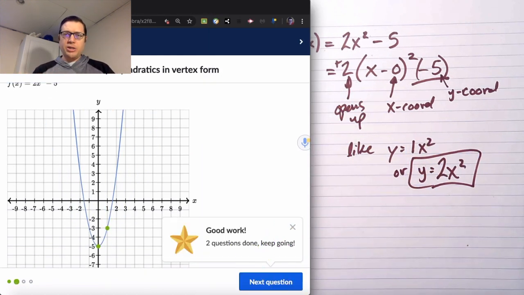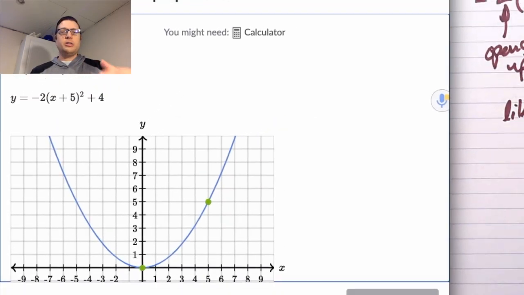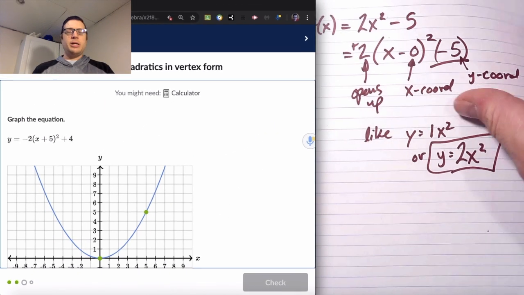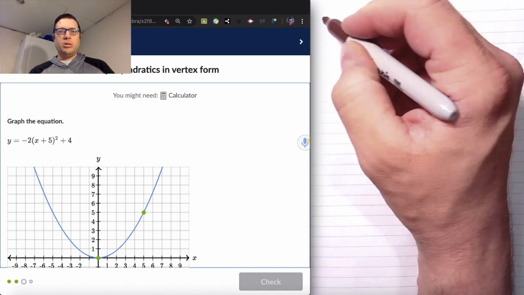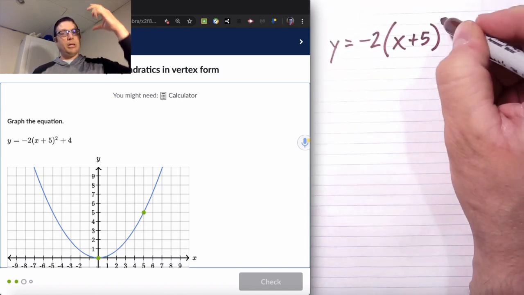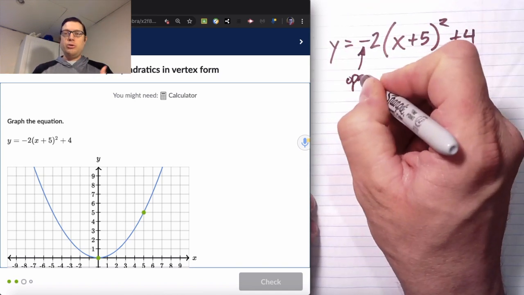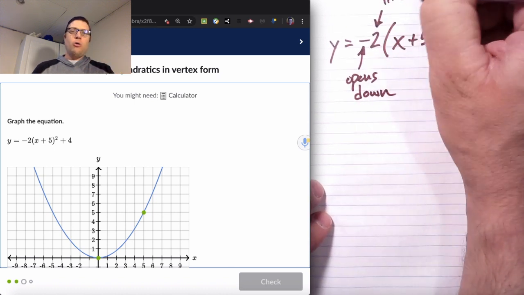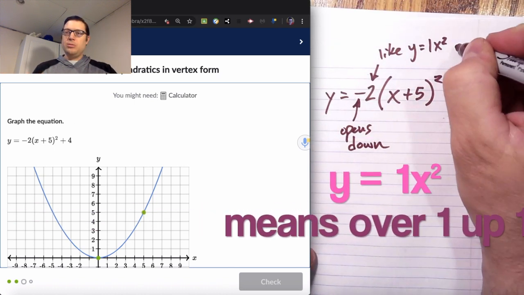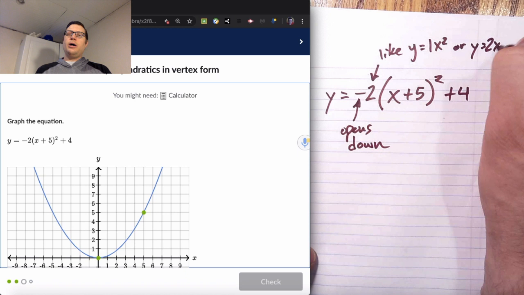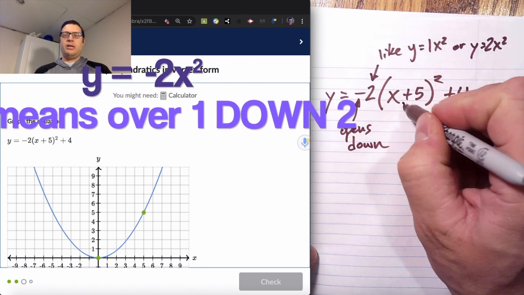So, quick sketch on that there. You can see it happening on the screen as well. Here's our new one. This one has a minus sign, so I want to make sure that you get a chance to see what the minus sign looks like. The negative means the parabola opens down, and then the 2 does what it did before, over 1, but, well, you see, down 2.